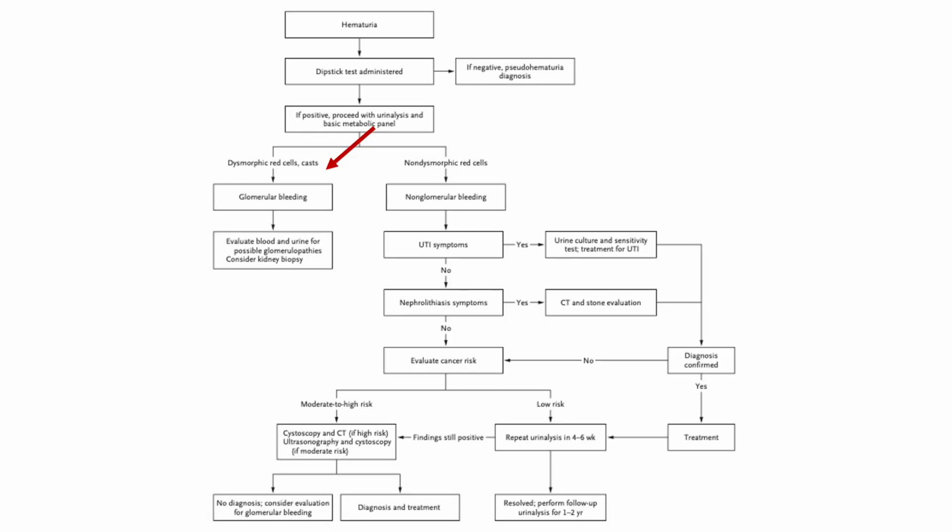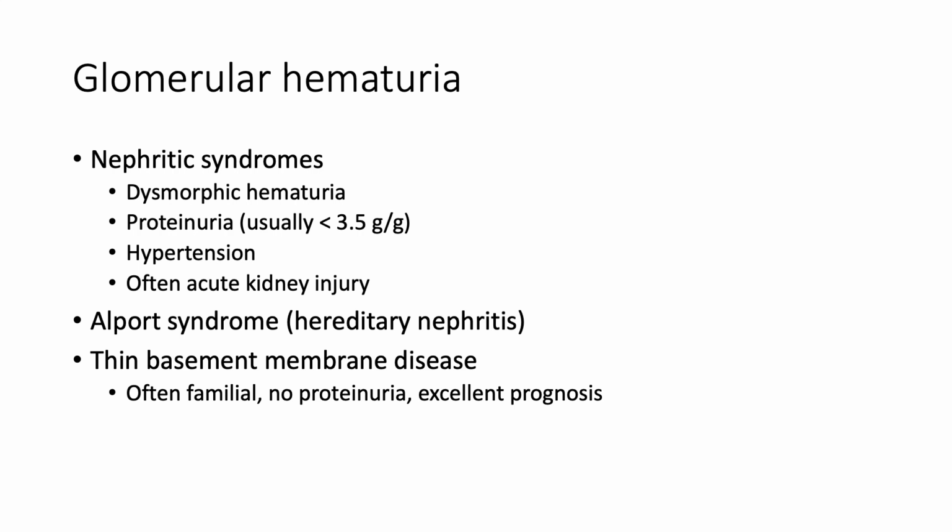Okay, so we've talked about common causes of non-glomerular bleeding. Now let's talk about what you do if you see a patient with dysmorphic red cells and you're worried about a glomerular cause. Now, when you have a patient with glomerular hematuria, you want to look to see if they have a nephritic syndrome. So that's going to be categorized by dysmorphic hematuria, some proteinuria, usually less than 3.5 grams, because this is not nephrotic syndrome. And usually they're going to have hypertension and an acute kidney injury. If you see all of those things, then you're going to be looking for a glomerulonephritis.